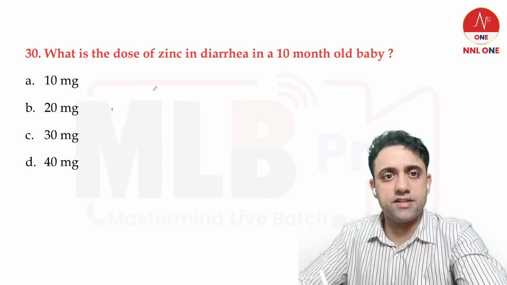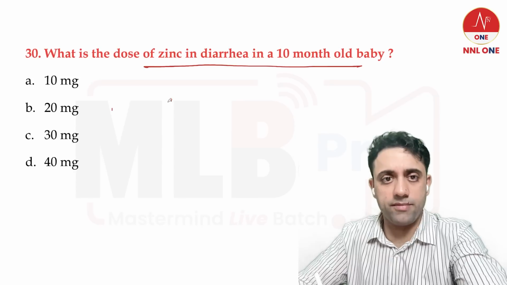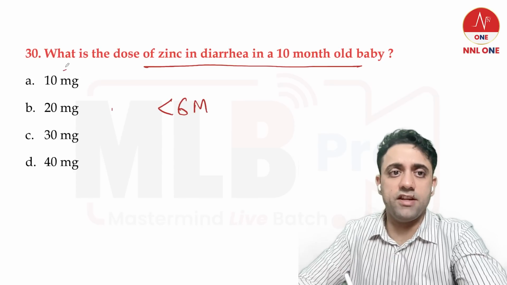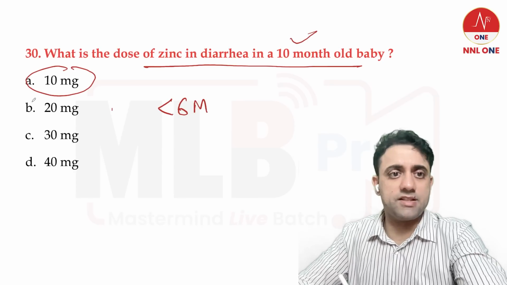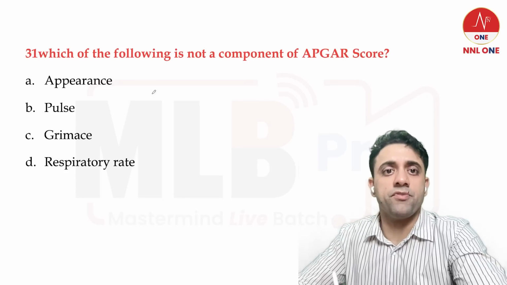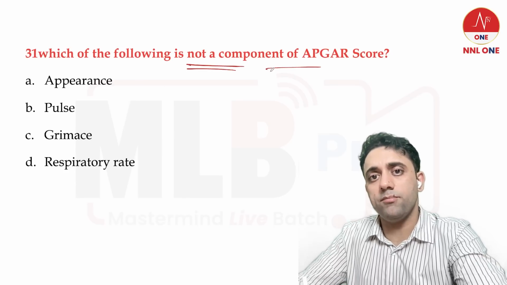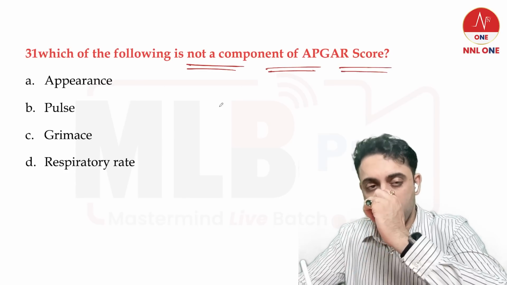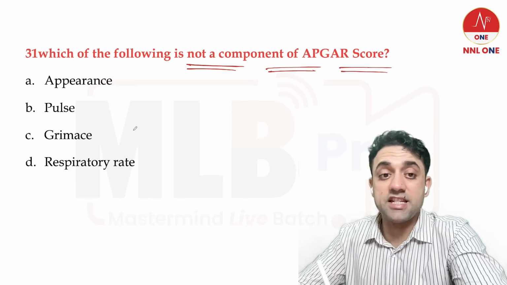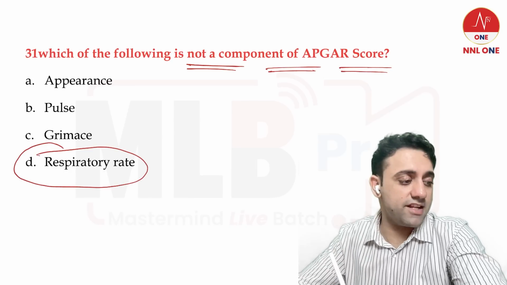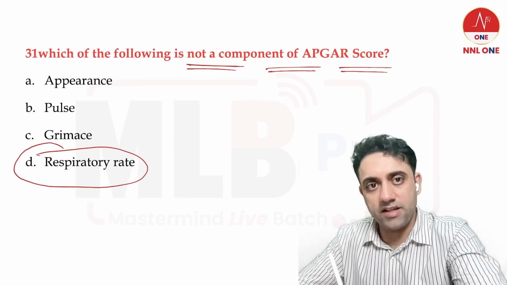What is the dose of zinc in a 10-month-old baby? Less than 6 months baby we give 10 mg, and more than 6 months baby we give 20 mg. Which of the following is not a component of the Apgar score? It is appearance, pulse, grimace, activity and respiration, because respiratory rate is not a part of the Apgar score.